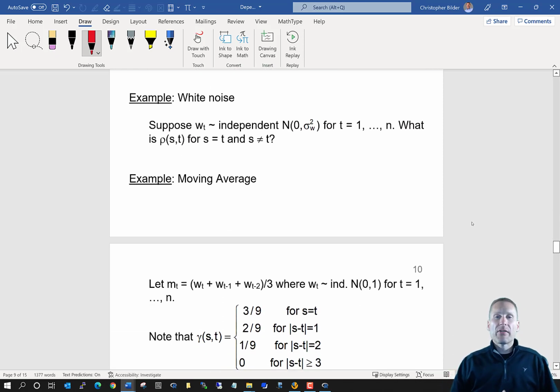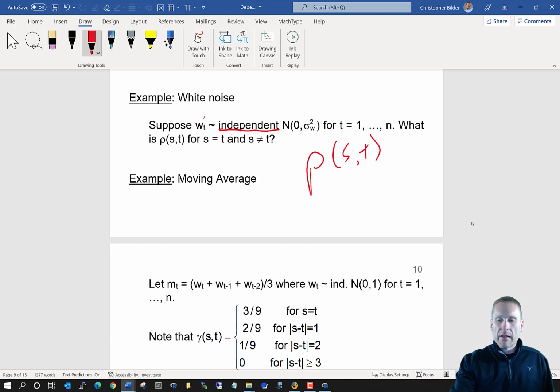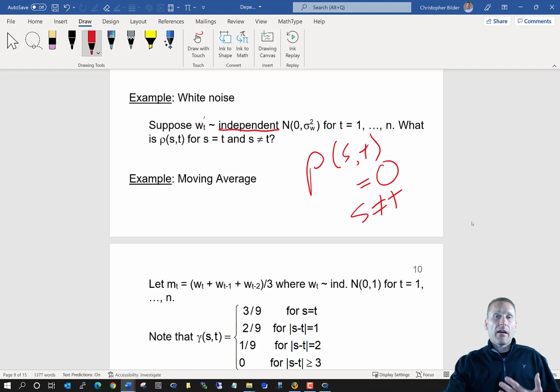So, a very simple example for white noise. Well, what is then the corresponding ACF for it? Well, remember, of course, this independence then means that the correlation is equal to 0 for s not equal to t. If we have s equal to t, then that correlation is 1 because you have just the same value.